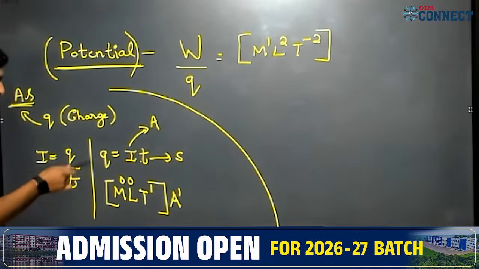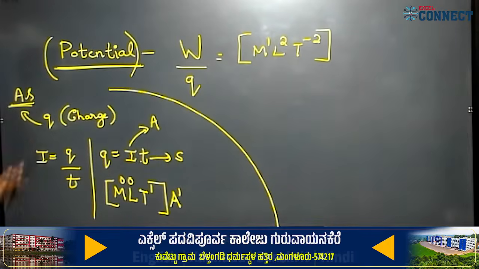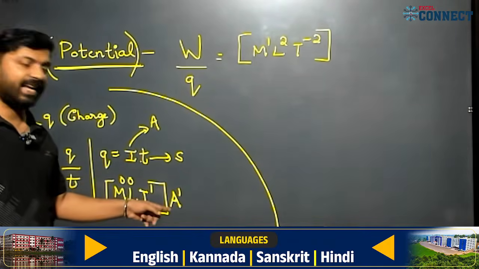So remember the dimension formula of charge. It is M0 L0 T1 A1. Okay. Why have I written A here?